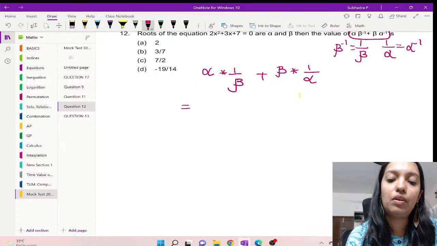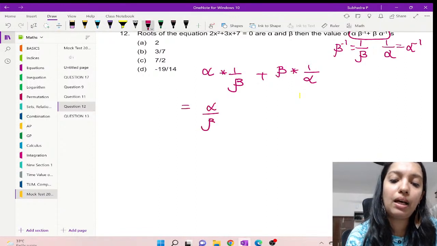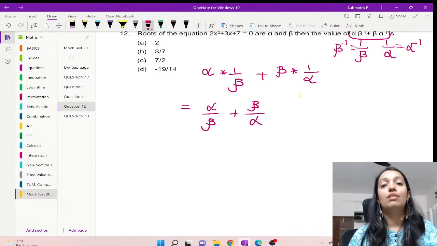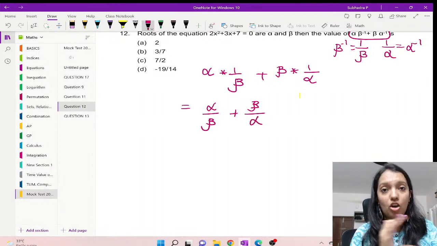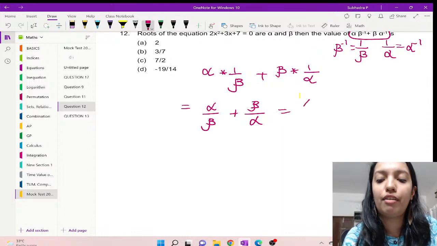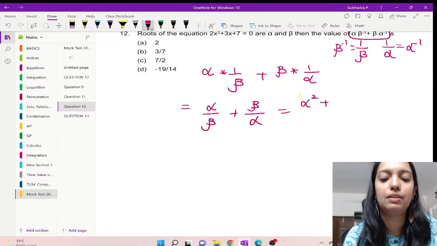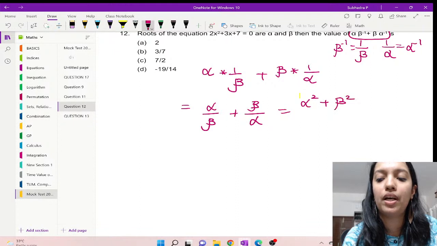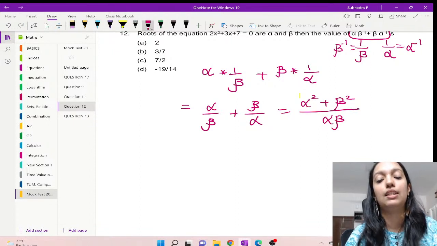Now this is equal to alpha by beta plus beta by alpha. Can I take the LCM? Can I cross multiply them? Yes ma'am. So this will be alpha into alpha, alpha square, plus beta into beta, beta square, divided by alpha beta, which will become the LCM.